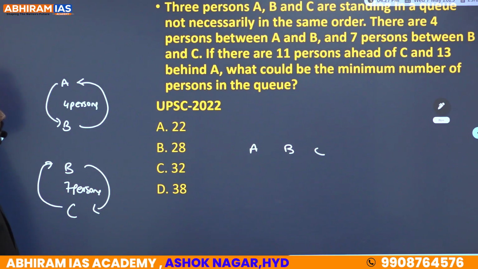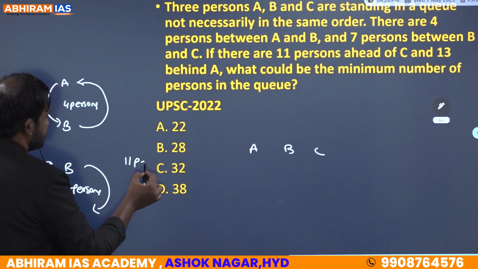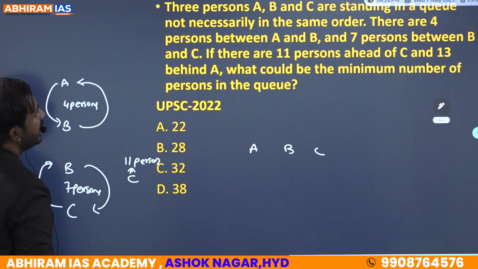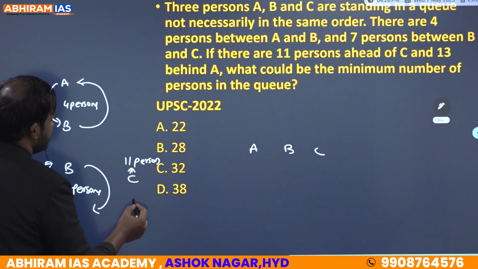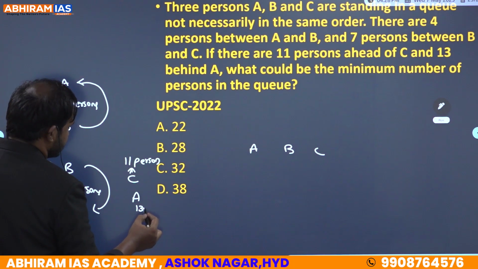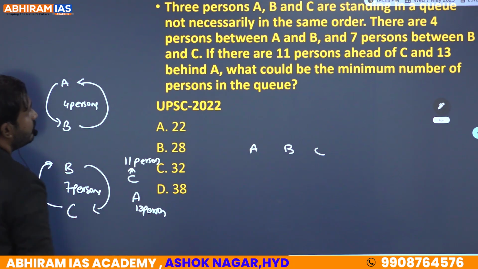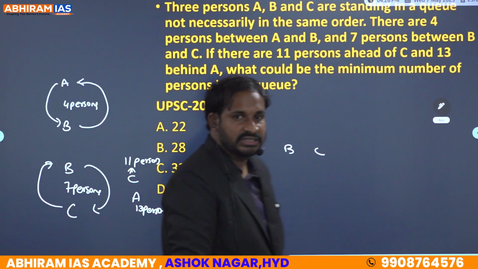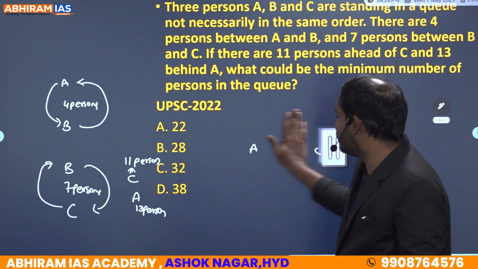What could be the next? If there are 11 persons ahead of C and 13 persons behind A, after A I have 13 persons. What could be the minimum number of persons in the queue? Now I need to arrange the queue in such a manner that I have the minimum number.